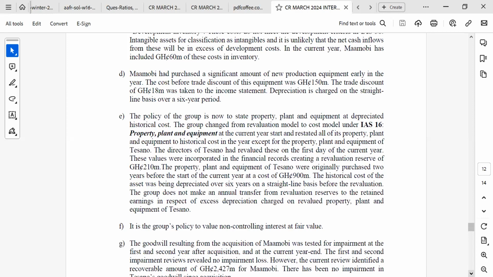Okay. What are they talking about over here? This is a change in accounting policy, isn't it?